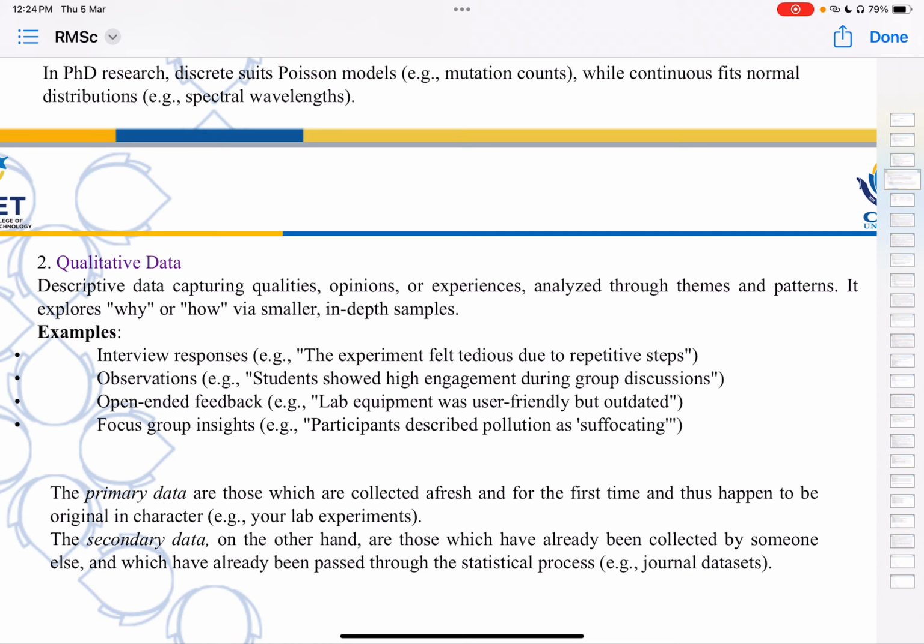That high engagement is a quality. Some open-ended feedback also, like the lab equipment was user-friendly but outdated. So that user-friendly and outdated, these are qualities. Those are the data which are known as qualitative data.